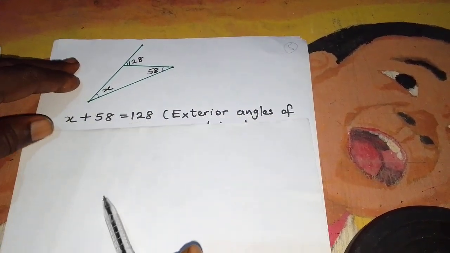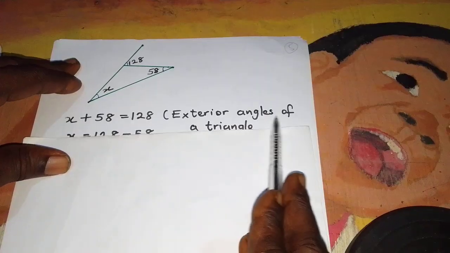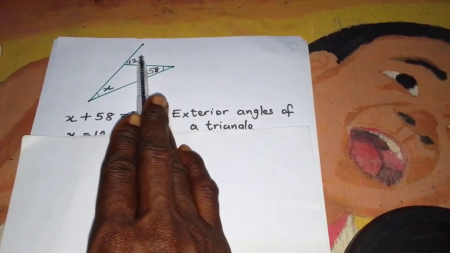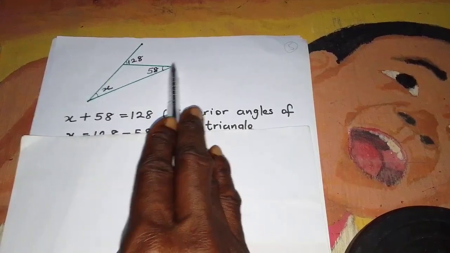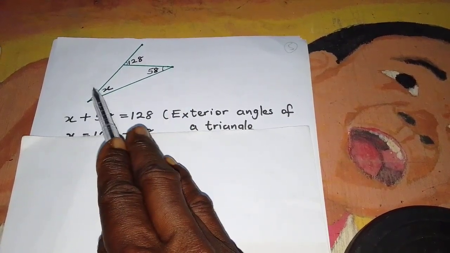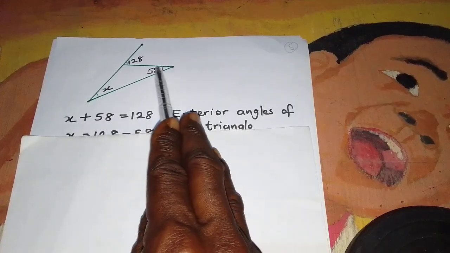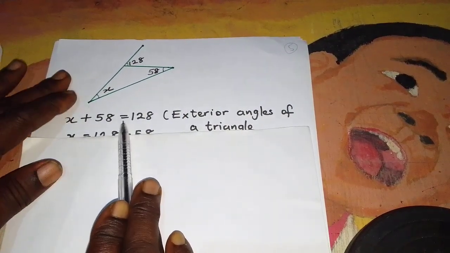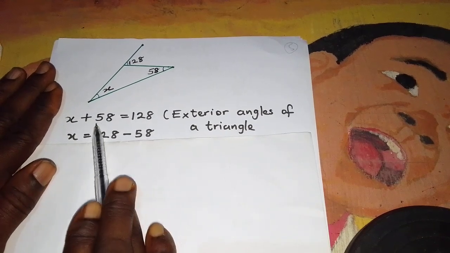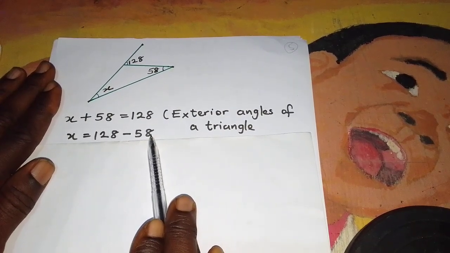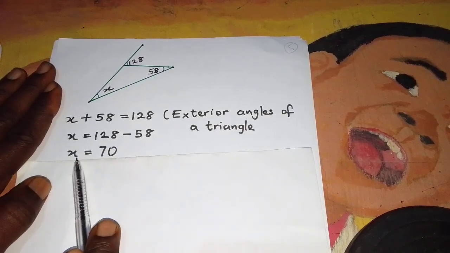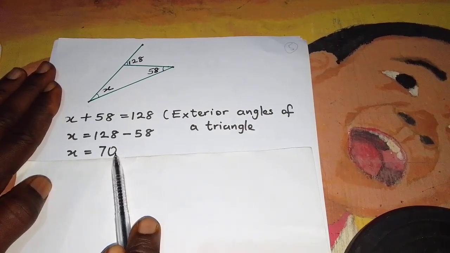Why? Because that is an exterior angle of a triangle. 128 happens to be the exterior angle of this triangle. So that means 128 should be equal to the addition of x plus 58. So x plus 58 is equal to 128. To get x, bring this 58 to this other side to turn to minus 58. So 128 minus 58 is equal to 70 degrees.